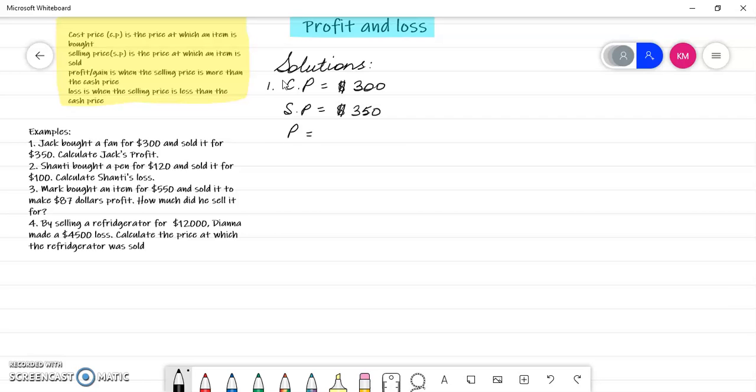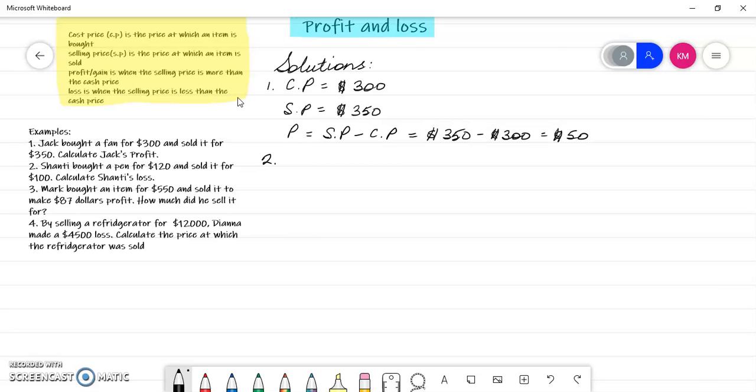$350. And if I look in the notes, I'm going to see that profit is when the selling price is more than the cost price. So to determine the profit, I'm going to have to take away my cost price from my selling price. So profit is always selling price, take away cost price, and that is going to be $350, take away $300, which is $50.